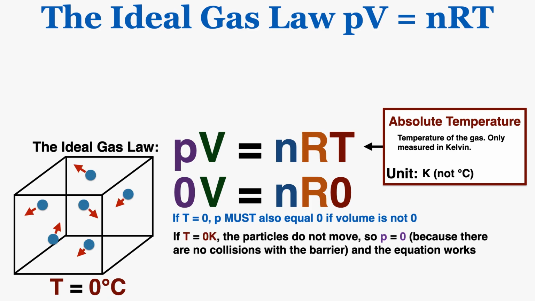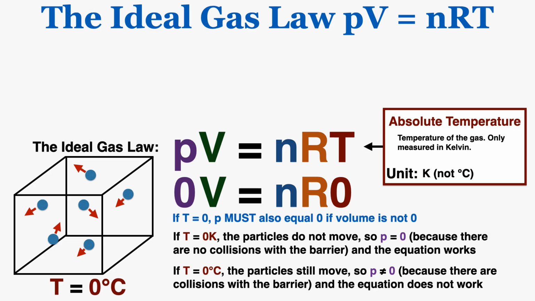If we use Celsius instead, I remember that at 0 degrees Celsius, it is not the case that the particles are standing still. They still have some random motion. And if they still have some random motion, that means that the pressure will not be equal to 0 because the particles will be randomly bumping up against the side of the container and putting a non-zero force on the container, so there will be pressure. So if we say that it's okay to use Celsius for the temperature in the ideal gas law, that would mean that the right side could equal 0, while the left side does not equal 0, and that would cause the equation to not work. So that's why for this equation, we always have to use Kelvin, never Celsius.